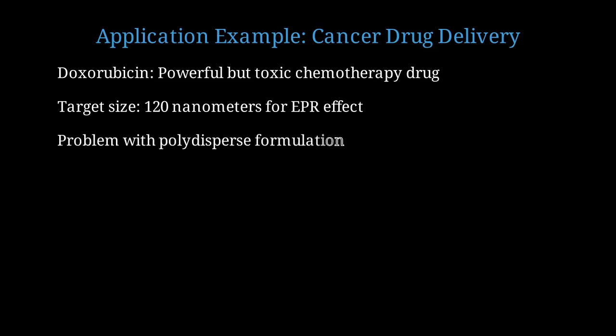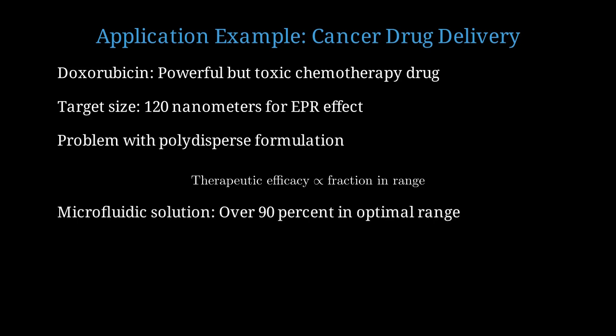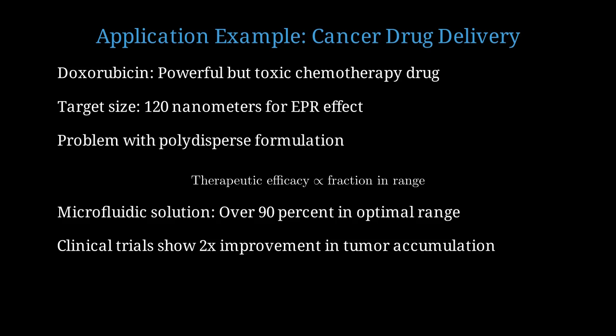If we use a polydisperse formulation, particles smaller than 50 nanometers get cleared by the kidneys before reaching the tumor. Particles larger than 300 nanometers get trapped in the liver and spleen. The therapeutic efficacy is proportional to the fraction of particles in the optimal size range. With a polydisperse formulation, maybe only 30% are in the right range. With microfluidics, we can get over 90% of particles in the optimal size range. This dramatically improves therapeutic efficacy while reducing side effects. Clinical trials of monodisperse liposomal formulations have shown up to twofold improvements in tumor accumulation compared to polydisperse formulations.